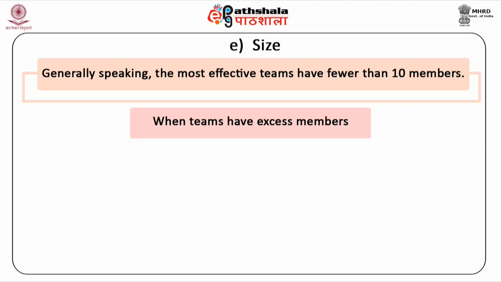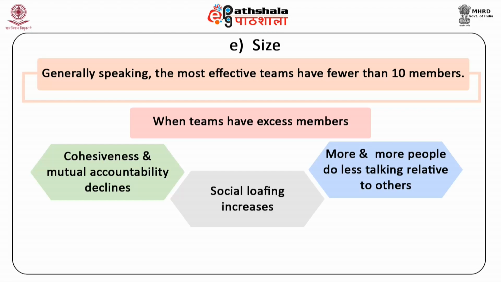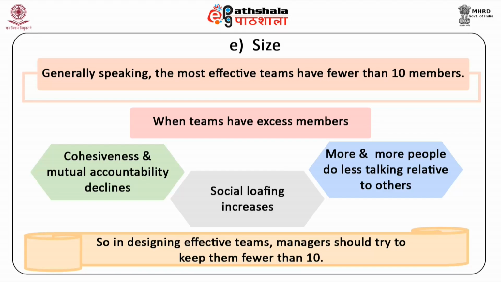When teams have excess members, cohesiveness and mutual accountability declines. Social loafing increases, and more people do less talking relative to others. So, in designing effective teams, managers should try to keep them fewer than 10.